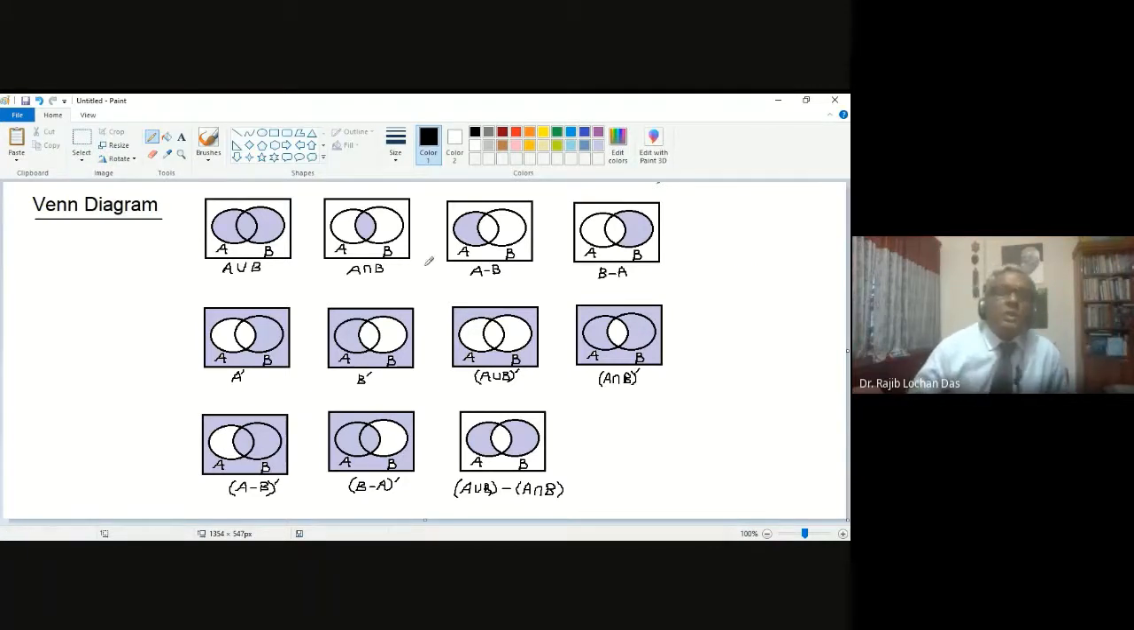And in everyone, the box is the universal set. This is the universal set, this is the universal set, this is the universal set. So you can write it, or if you do not write, everyone will understand, no problem. The box is the universal set in every case. So is that okay? Do you have any question?